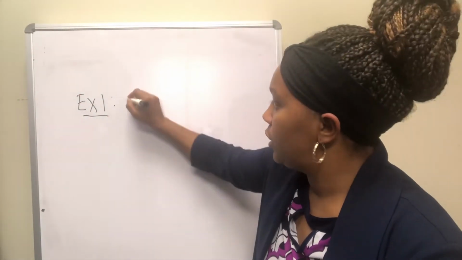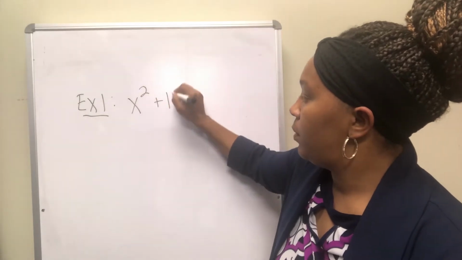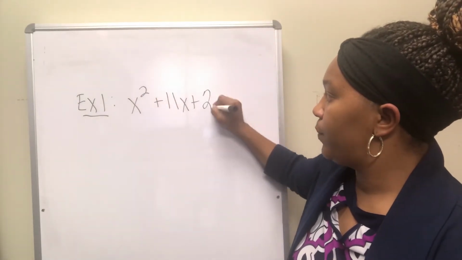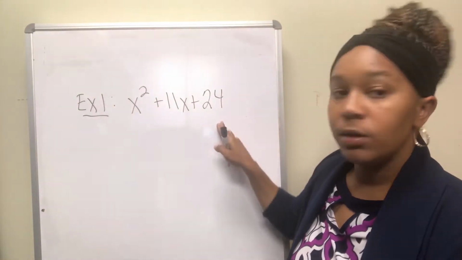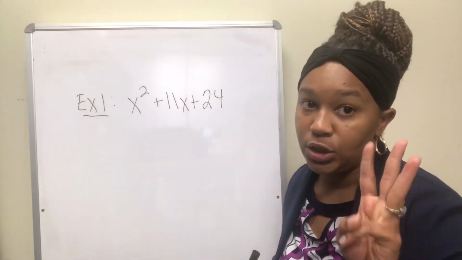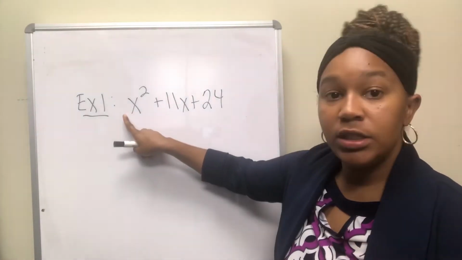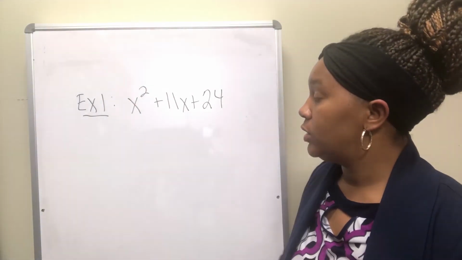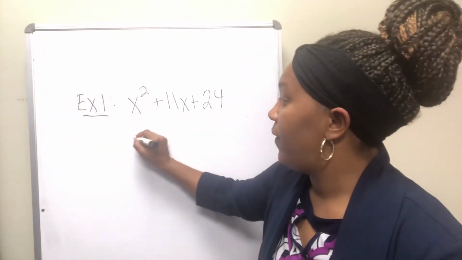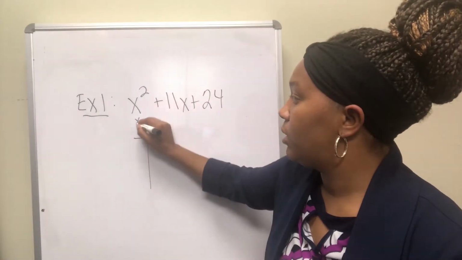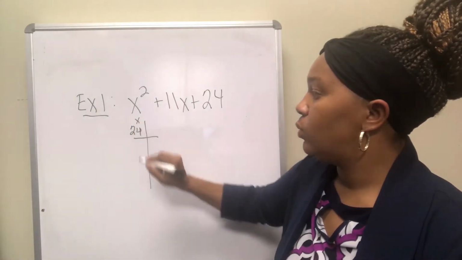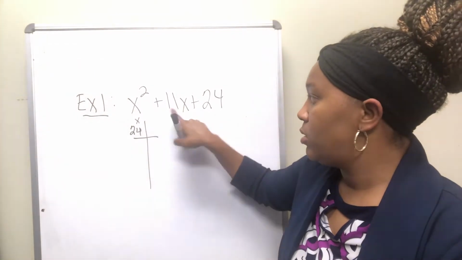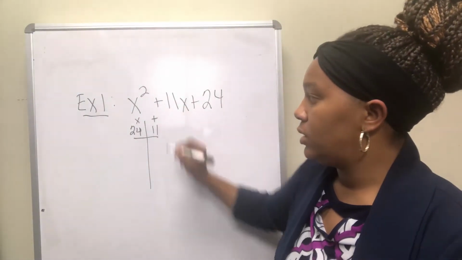we want to factor x squared plus 11x plus 24. So it's 3 terms, which makes it a trinomial. Tri means 3. The leading coefficient of x squared is 1. And so we want to find factors of the last term, the constant term, which is 24, that add to the middle term, which is 11.